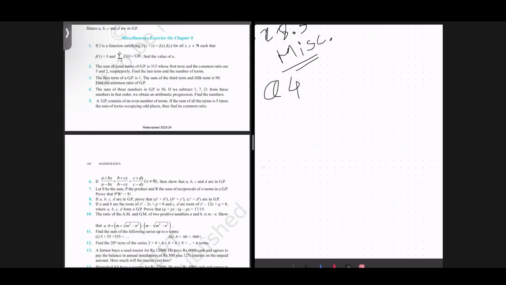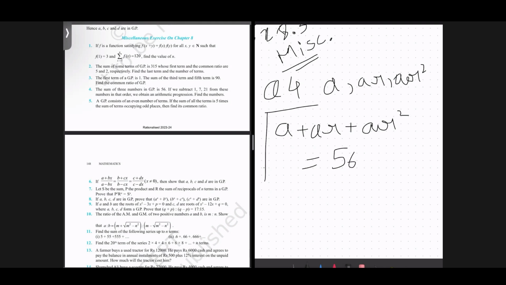So let's suppose these three numbers to be A, AR, and AR^2, right? So the summation of these three numbers is A + AR + AR^2 = 56. This is the first equation that we have.